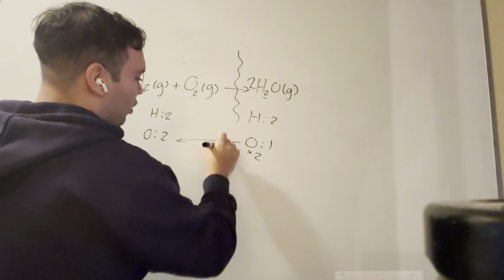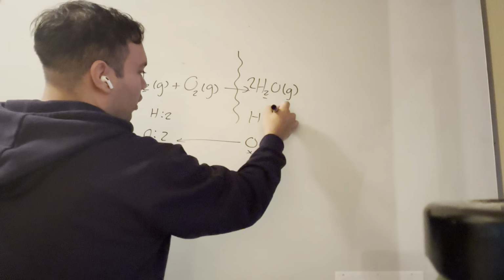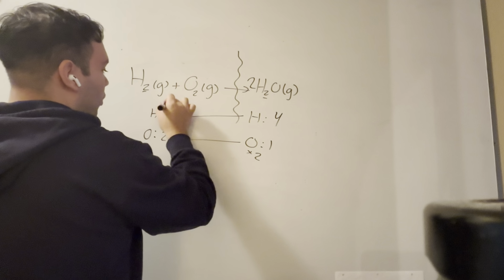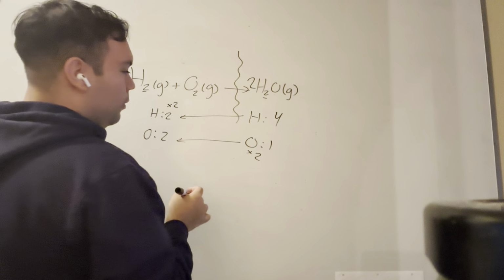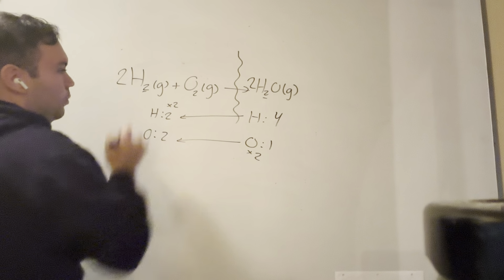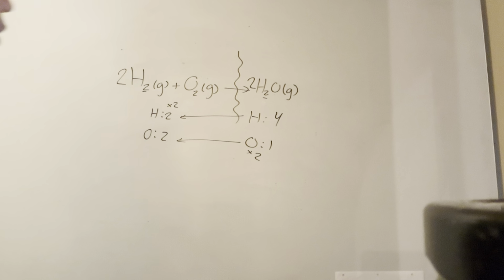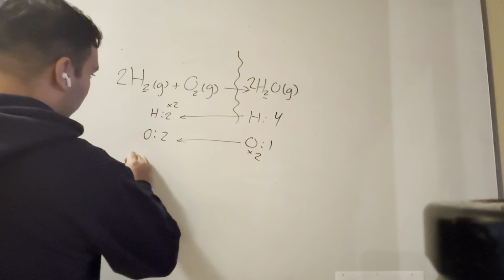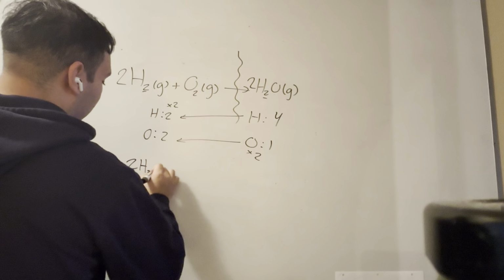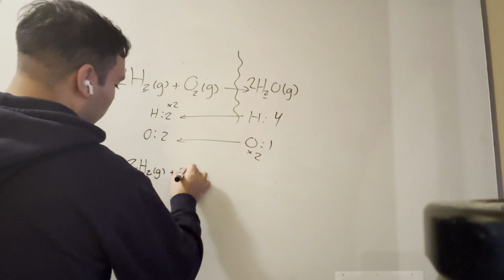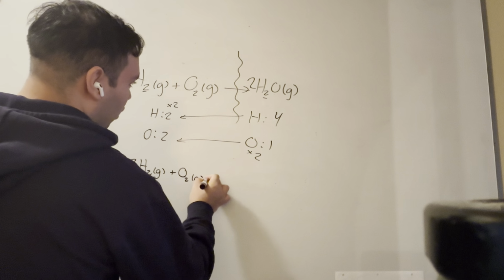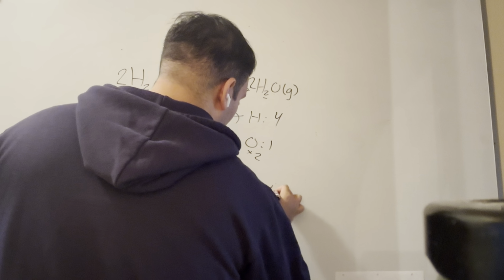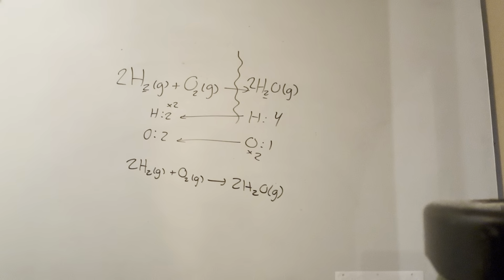But now that changes things. Now this side has 4 and this side has 2. So how do you get from 2 to 4? You multiply this by 2. So this has to be 2. I hope that kind of makes a little sense. So now the actual equation is 2 hydrogen gas plus just a regular old 1 oxygen gas gives us 2 H2O gases.